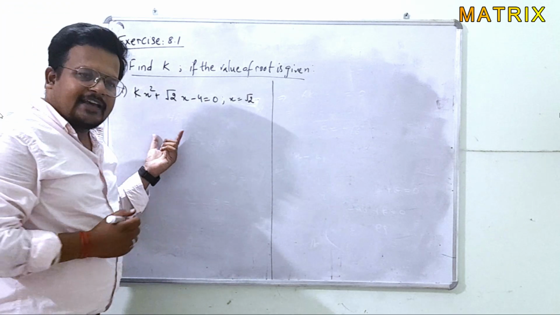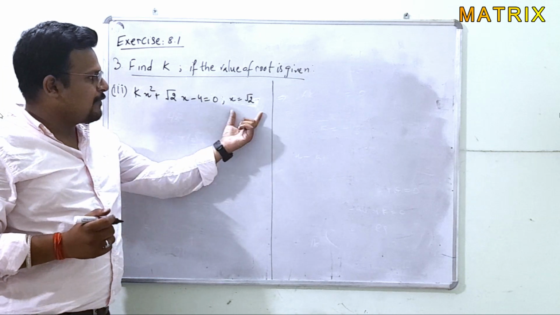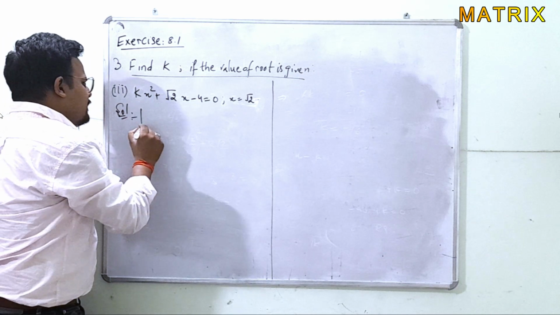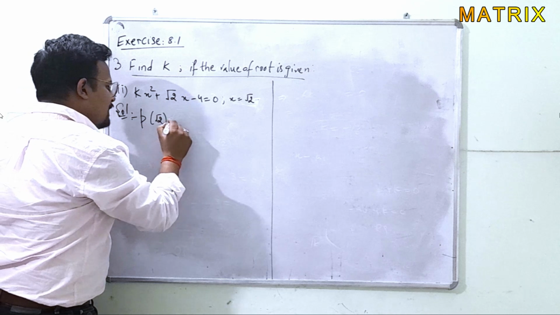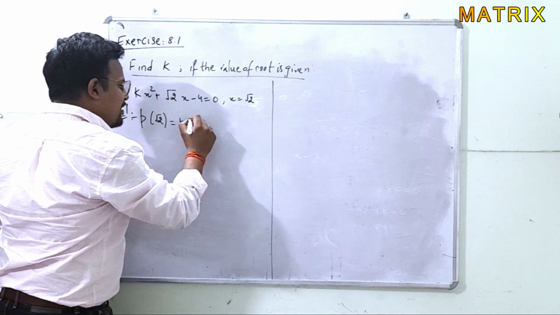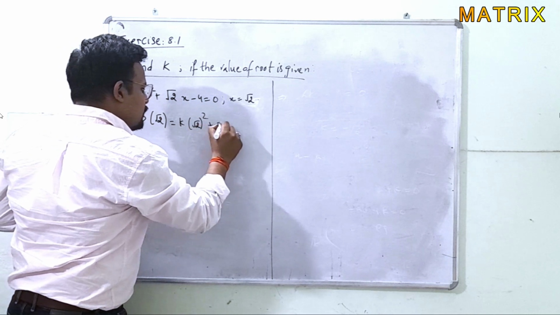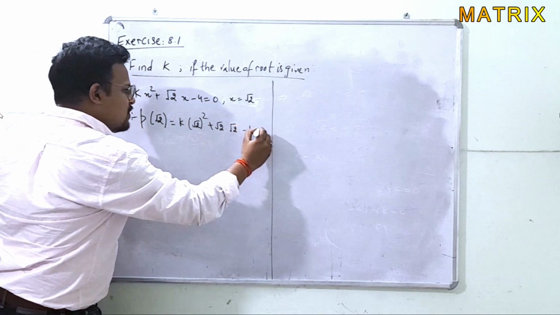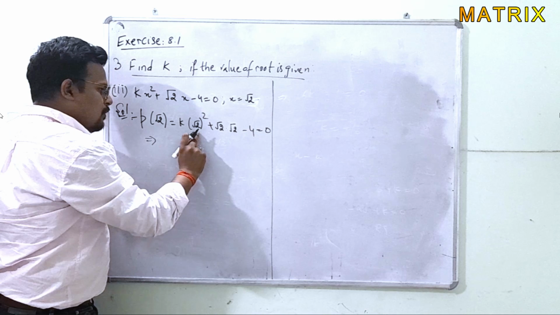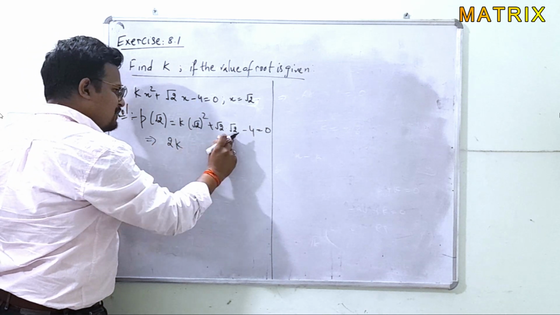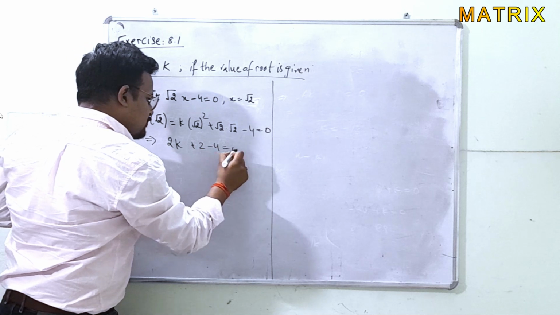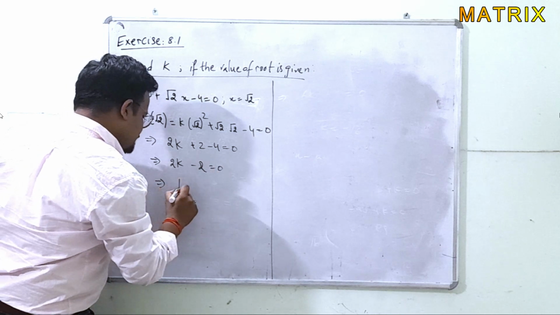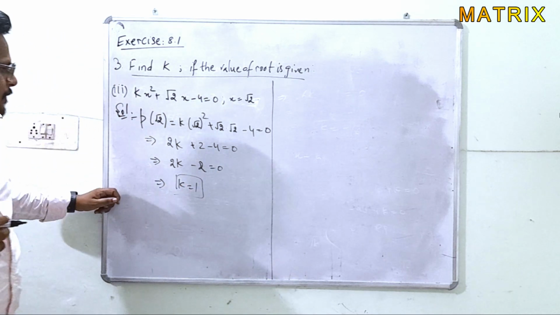Now our next question is kx square plus root of 2 x minus 4 equal to 0, and we want to check for x is equal to root of 2. Okay? Same question. How will we do it? In this we have to put p of root 2, and that will be equal to k multiplied by x square. What is x? Root of 2 square plus root of 2 into x, the value of x will be root 2, minus 4. Clear? And that is obviously equal to 0. How much will come? This is root 2 square, which will be 2, only k, and this is 2 minus 4 equal to 0, and it will be equal to 2k minus 2 equal to 0, or you can say k is equal to 1. Clear?